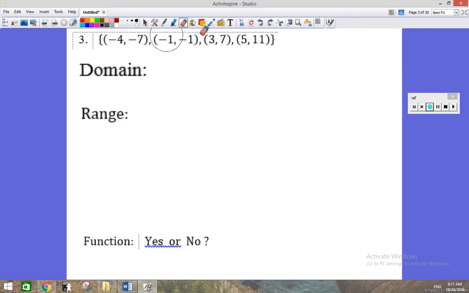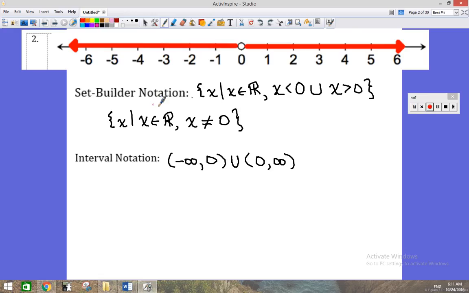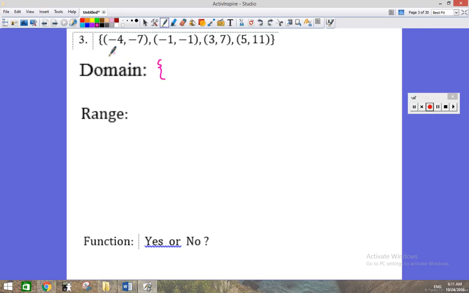Now here's a finite set. I don't have an equation. These are just points that are on a graph. And when you have a finite set of numbers, you can list them all. See, before, I had to use one of these other types of notation when my set was an infinite set of numbers, but here it's finite. I can list them. The domain is the set of x's.